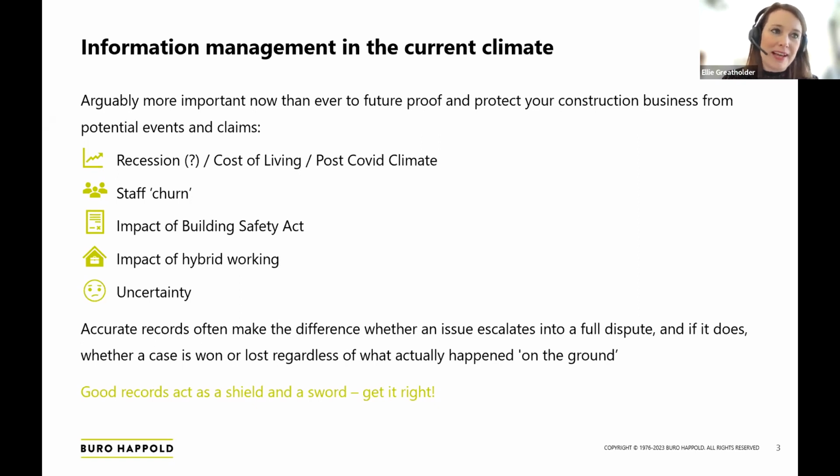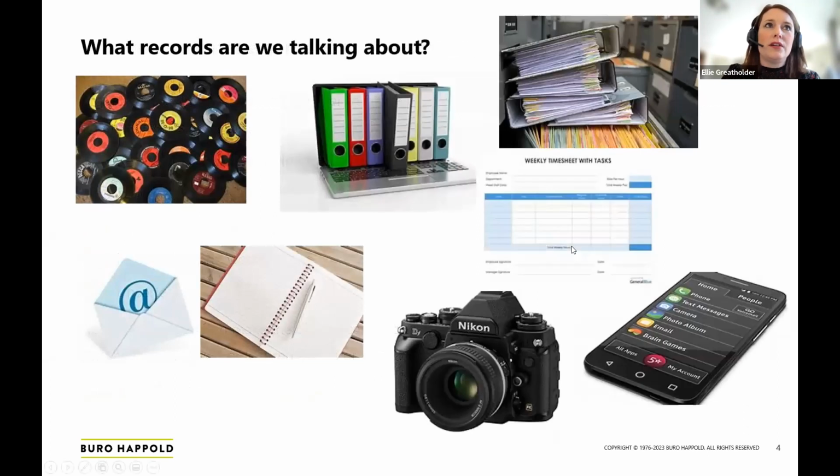So fundamentally, accurate records make the difference whether an issue will grow legs and become a bigger issue and full dispute, and if it does, whether a case is won or lost, regardless of what actually happened. We know that good records act as a shield and a sword, and it's really important to get it right. So what records are we talking about? I guess all of them on the screen apart from those in the top left.